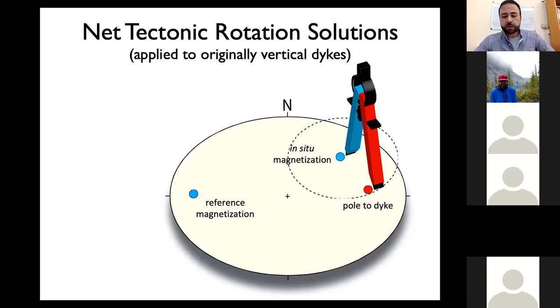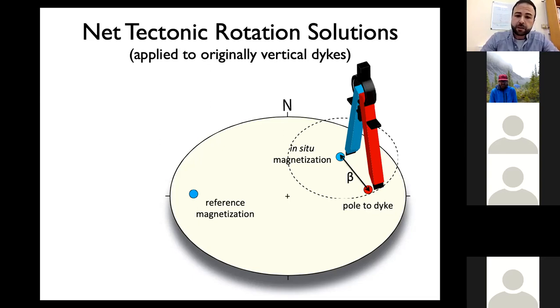So what you have at the beginning is the angle between the measured magnetization and your structure, in this case the pole to the dike. This distance, measured as an angle, angle beta, will not change during all deformations that this rock can ever experience. So that angle will stay the same. Everything, in situ magnetization and pole to dike, will rotate 2, 3, 4, so many times, but that angle will not change.